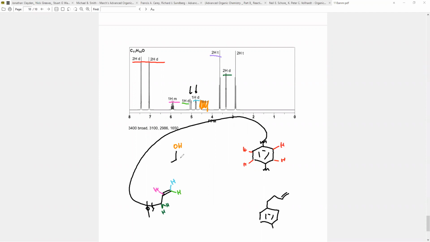There's a 2H here at 4, so it's probably next to the alcohol. And it's a triplet, so it's got a neighbor, right? Probably just going to be the last 2H here. And so again, this 2H is triplet coupling with this guy, it's 2H. So there's 0 neighbors here. I mean, only one place it can go, right? It's got to go here. Cool. All right. So there you go.